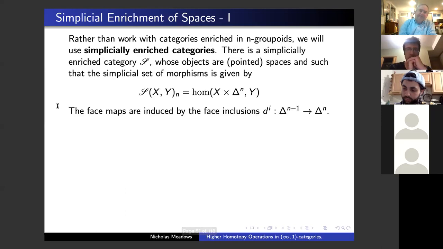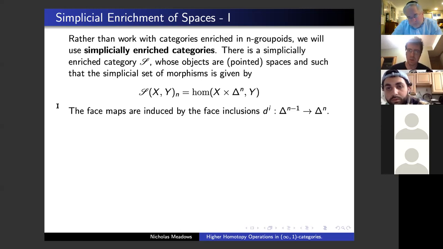So the idea is that there's a simplicially enriched category whose objects are pointed spaces. Usually when we talk about homotopy groups, we talk about a base point. The base point is always in the background, and I almost forget about it. The simplicial set of morphisms is given in degree n by the set of morphisms from the product of x and the standard n-simplex, the formula I wrote before, to y, and the face maps are induced by face inclusions.